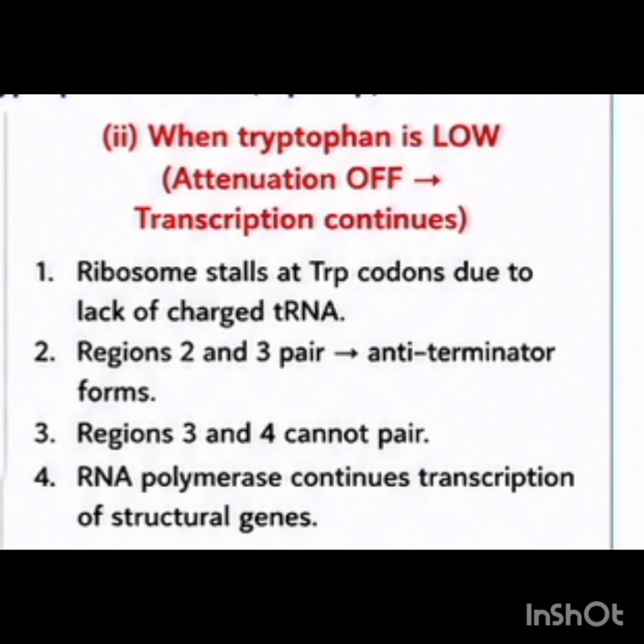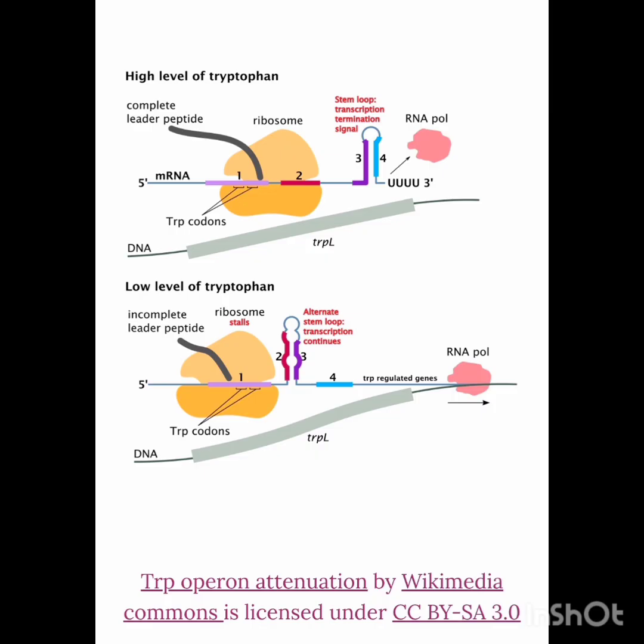Because the terminator hairpin cannot form, RNA polymerase continues transcription through the structural genes. The enzymes required for tryptophan synthesis are subsequently produced, allowing the cell to replenish its tryptophan supply. Therefore, the tryptophan operon possesses two highly coordinated regulatory mechanisms.